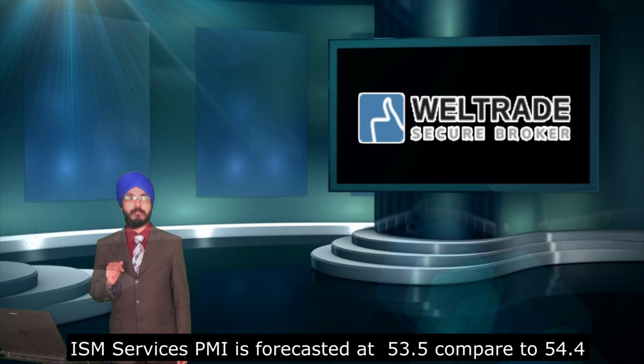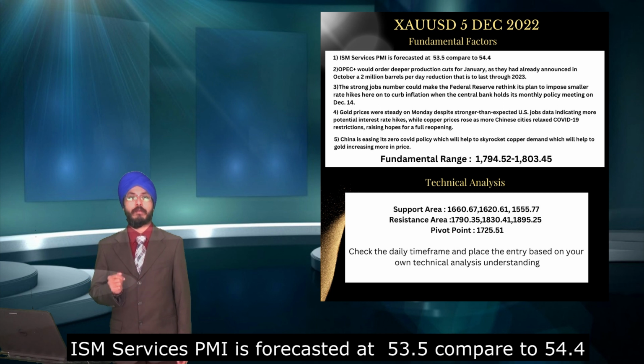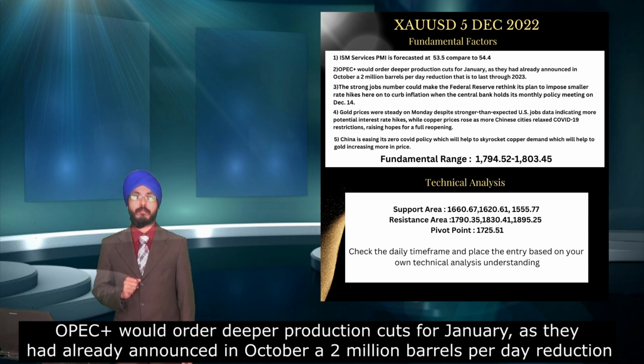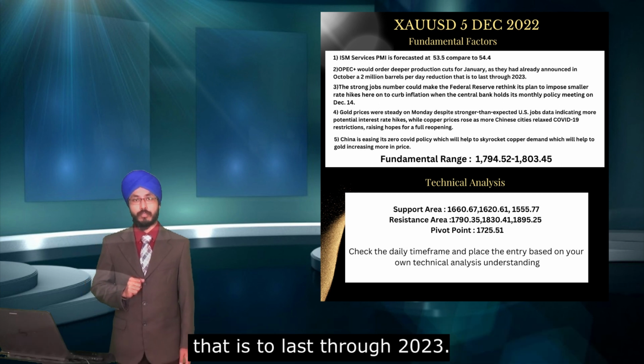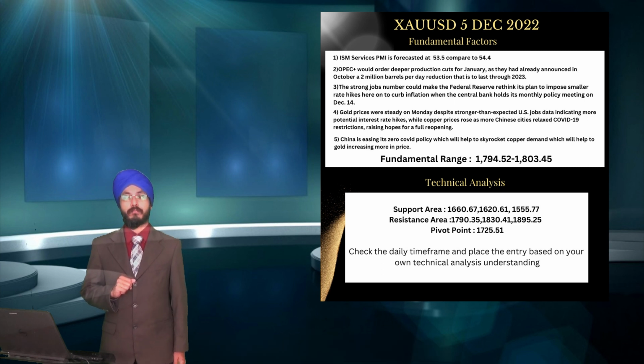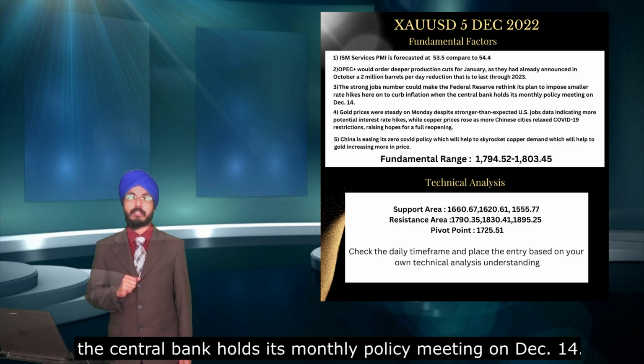First and foremost, as we can see, the ISM Services PMI is being forecasted at 53.5 compared to 54.4 previously, which is slightly lower. Secondly, OPEC had a meeting yesterday, and they are still thinking of reducing the output by at least 2 million barrels per day, which is likely to continue up to 2023. Thirdly, the strong jobs numbers could make the Federal Reserve reconsider its lowering of its interest rate. It is likely that they would hike at least about 75 basis points.